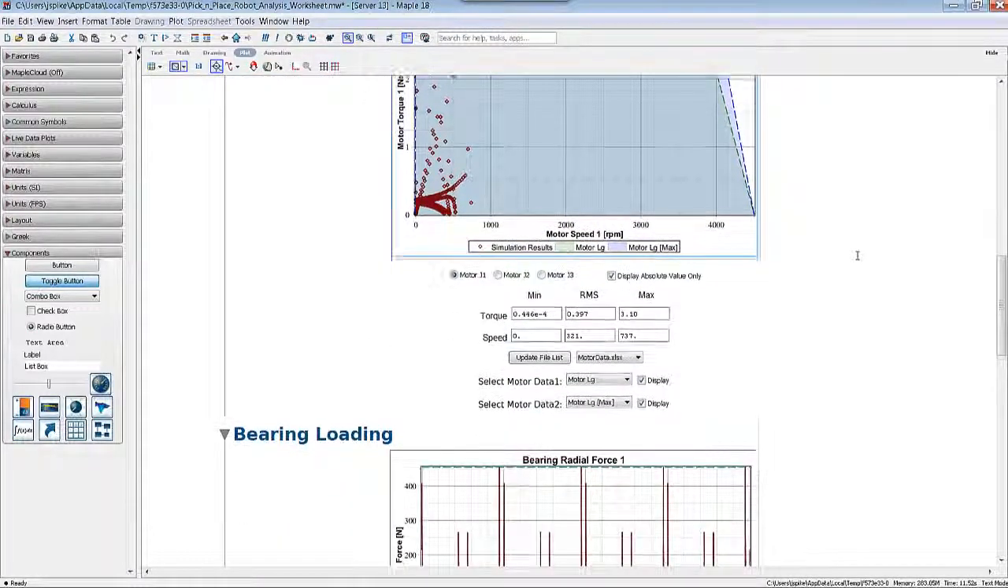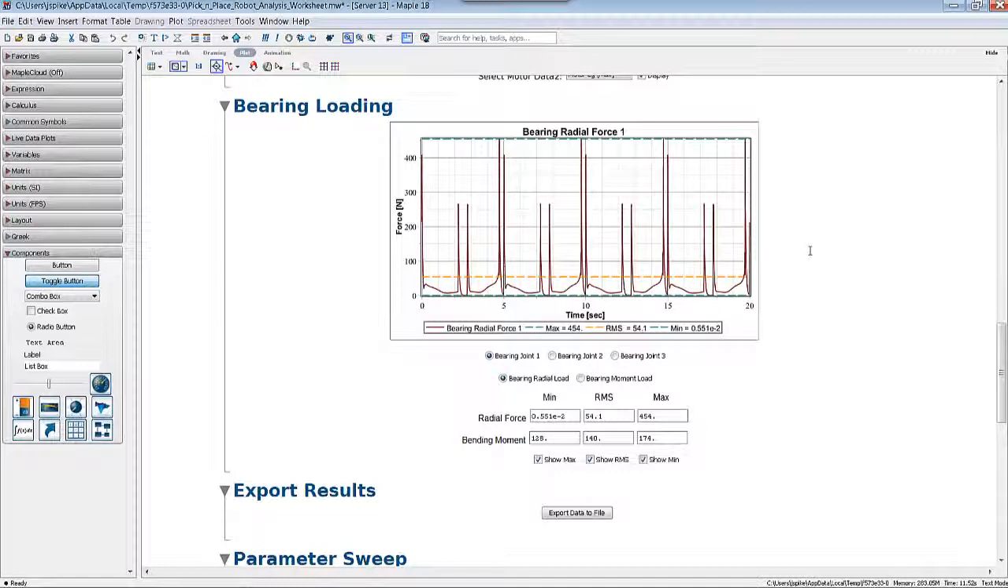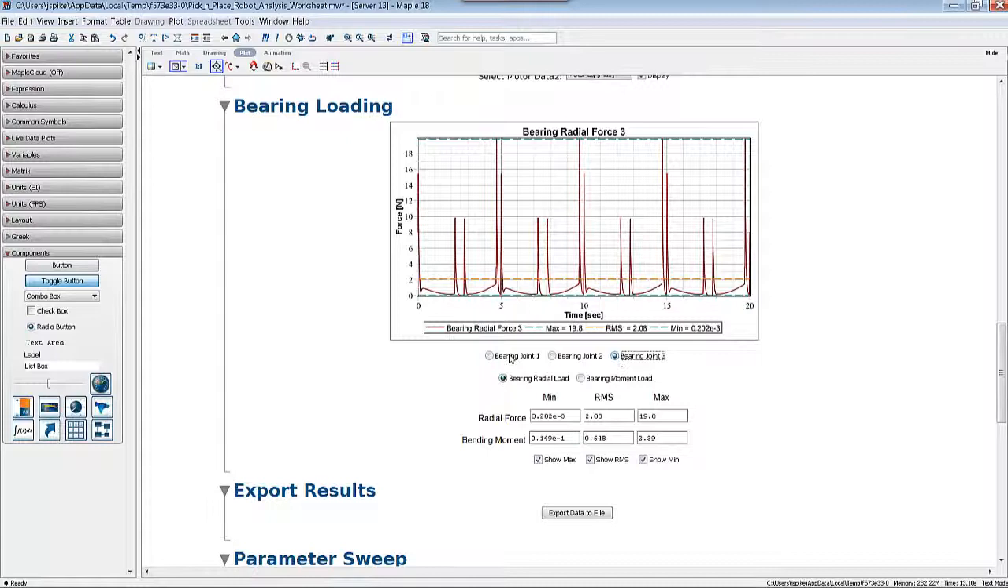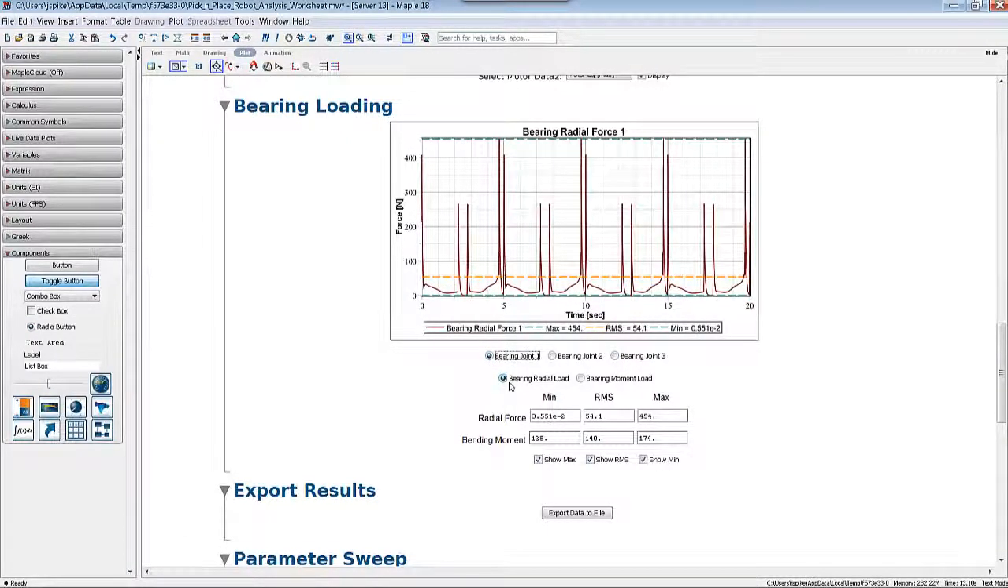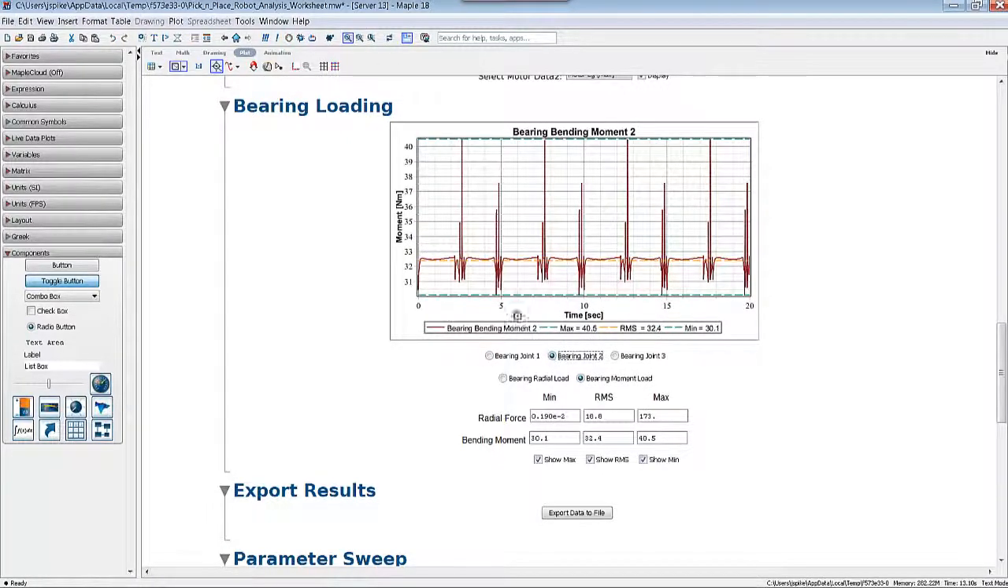Let us consider the next phase of some of my design iterations. I may need to know information about bearing life. To get that, it'd be very useful to know what the dynamic load is on the bearing joints. This model has the included feature of being able to measure bearing forces as well as bearing bending moments. Each one of the bearings, bearing 1, 2, and 3, have the information plotted here. I can easily toggle the results between them, showing, in this case, the radial load as well as the bending moments.